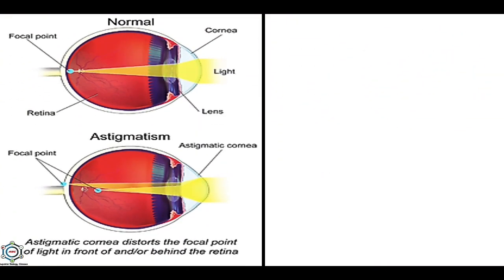Then the fifth, that is astigmatism. This is due to irregular curvature of the cornea or lenses. It can be corrected by using cylindrical glasses.